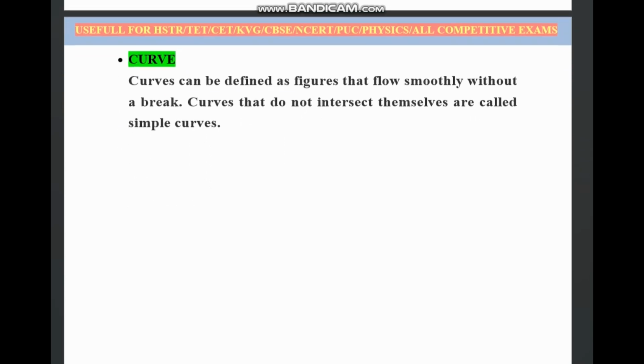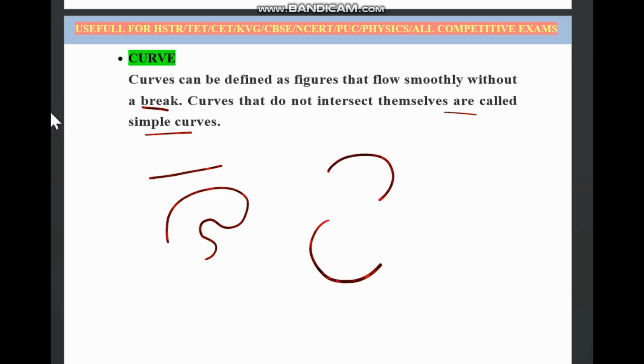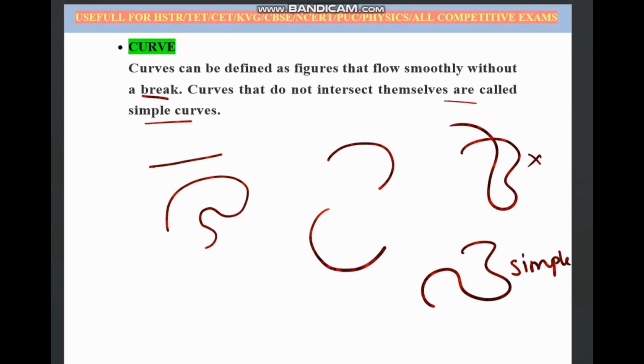Then curve. A curve can be defined as a figure that flows smoothly without a break. Curves that do not intersect themselves are called simple curves. If I take this one, this is a straight line, but a curve is defined as smooth and without break. So this can be taken as a curve, this can be taken as a curve, any figure. And if it does not intersect, see, if this intersects, then it's not a simple curve. If this is not intersecting, then it's a simple curve.